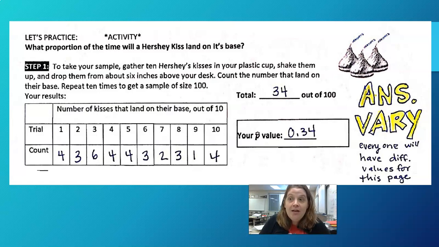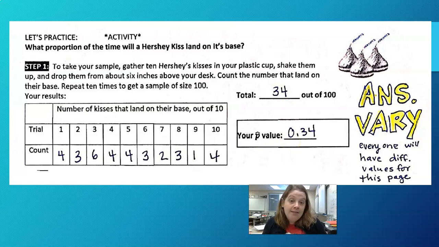All right, so we did an activity in class, and if you wanted to do this at home, you could. We wanted to know what proportion of the time a Hershey Kiss would land on its base. So we took a cup full of Hershey Kisses, shook them up, poured them out, and counted the ones that landed on their base, like here in the picture. I did that 10 times to get a sample of 100 and got 34 out of the 100. So this is my p-hat value for my sample of size 100.